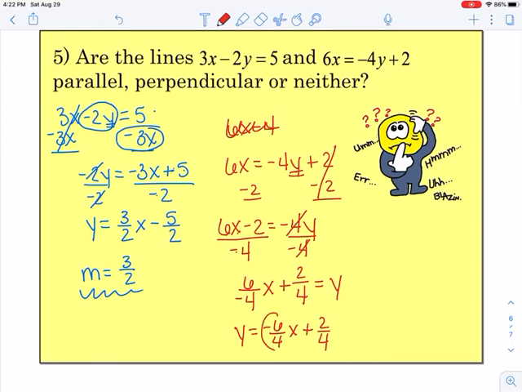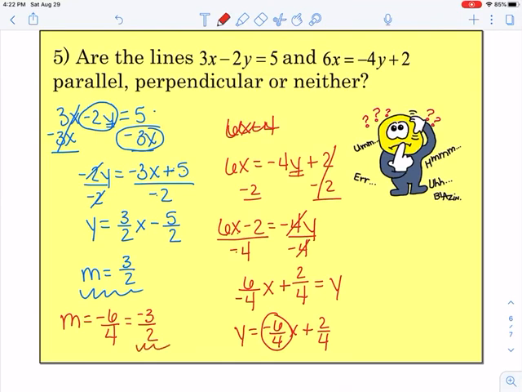The slope of this line is going to be negative 6 over 4. So I'm just going to reduce that negative 6 over 4 and see what happens. So 2 goes into 6 3 times, so I'm going to have a negative 3 on the top, and 2 goes into 4 twice. So now I need to decide, are they parallel, perpendicular, or neither?